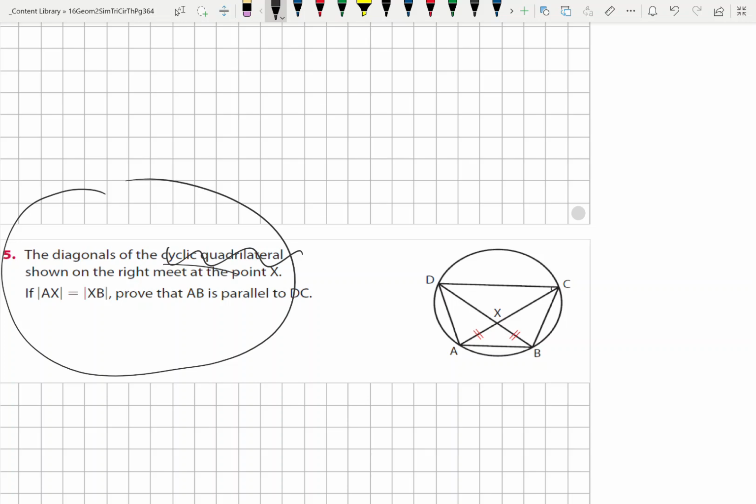So that happens in a trapezium. Now what's the story with a trapezium? Show that they're parallel. Don't really know what to do here yet.